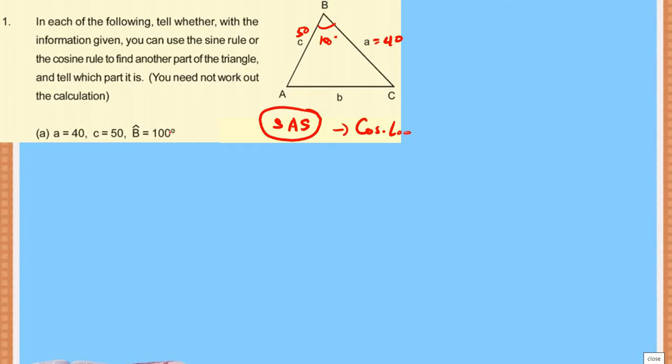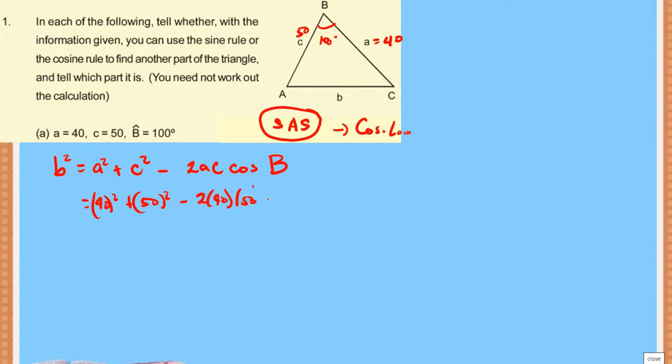The angle given is B, that is 100 degrees. Therefore, looking at our formula, that is side B squared equals A squared plus C squared minus 2AC cosine B. So in this example, we can solve for side B using the given values. Substituting, B squared is equal to 40 squared plus 50 squared minus 2 times 40 times 50 times cosine 100 degrees.